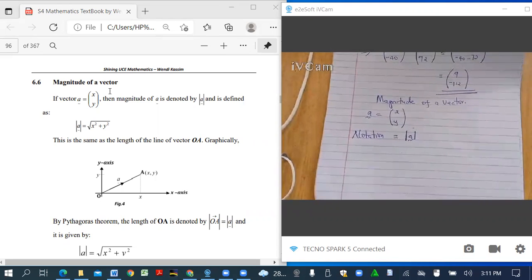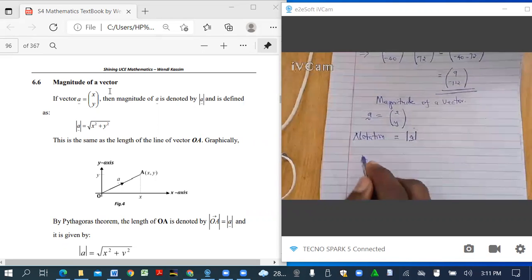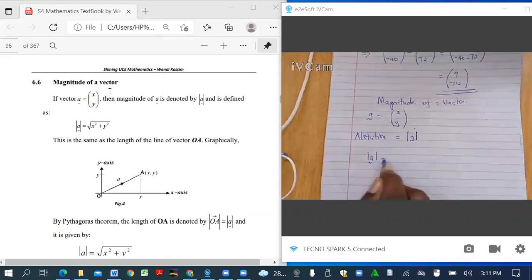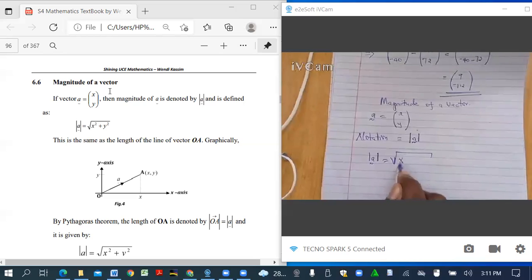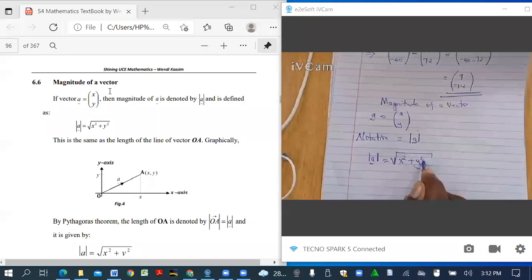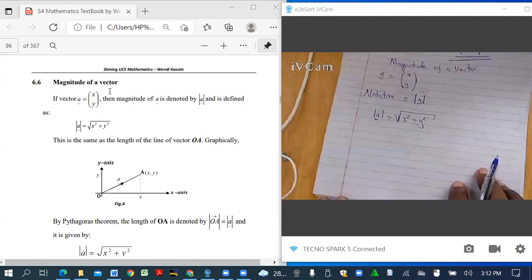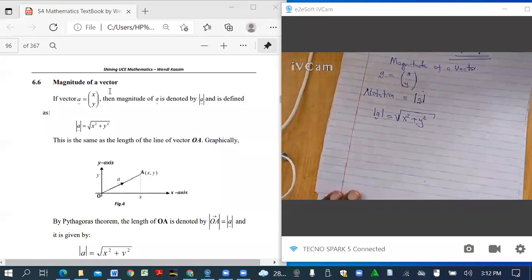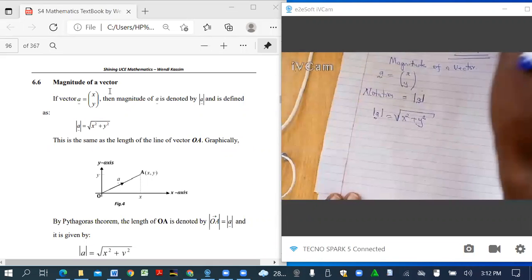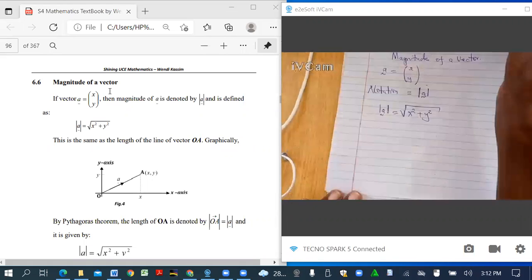Then the next question is, how do we get the magnitude? If we know how to write it, how do we get it? The magnitude of a vector is given by the square root of x squared plus y squared. Is it okay? Someone will ask, teacher, where is that formula coming from? It's not wrong mathematics. I'm now going to explain it for you.